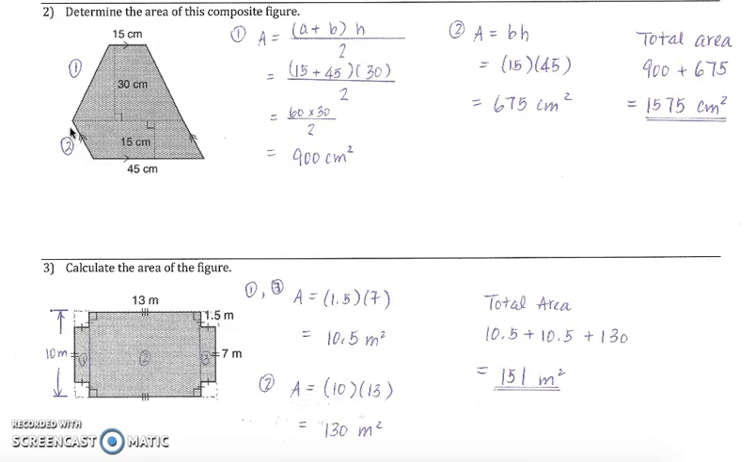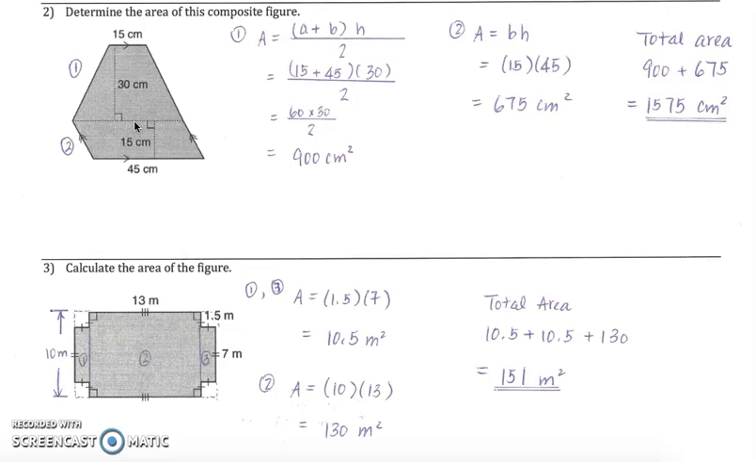So the formula to calculate the area of a trapezoid can be found on your formula sheet, and it is A plus B times H divided by 2. A and B represent the two parallel sides in a trapezoid. So here we have the top side 15 plus the bottom side over here, which is the same as 45 centimeters. You add them up and multiply that by the height 30 divided by 2.